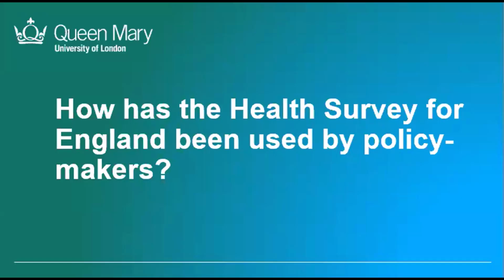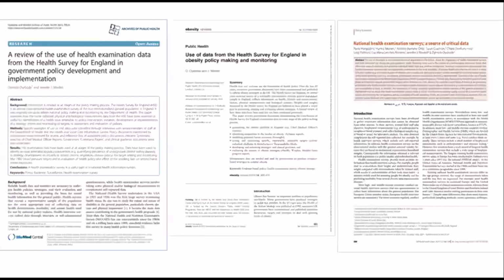So now the next part of the talk is where we're going to think about how the Health Survey for England was used by policymakers. So the intention behind the creation of it is very clear, but how has it actually been used? And this part of the talk is relying heavily on findings from these 3 papers, which include 2 that are now a decade old. So looking at the use of health examination data from the Health Survey for England in government policy development and implementation.